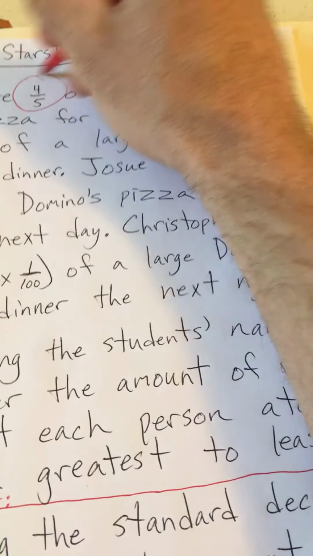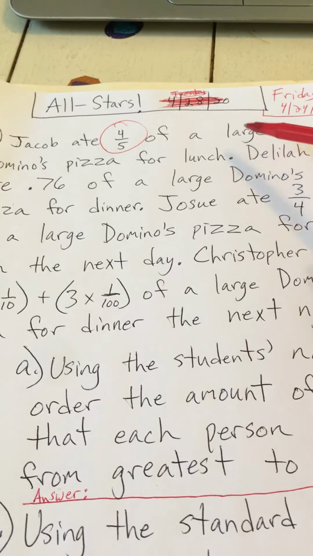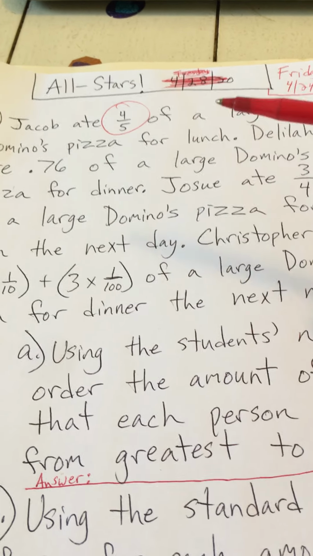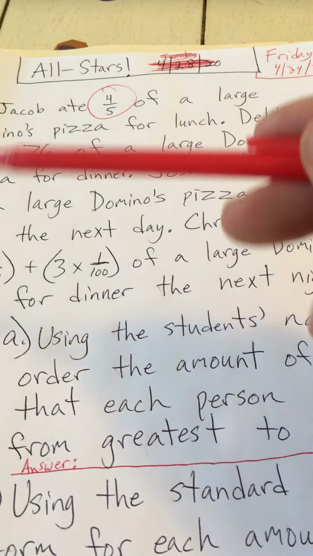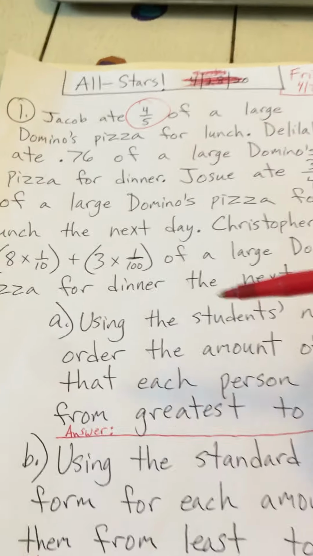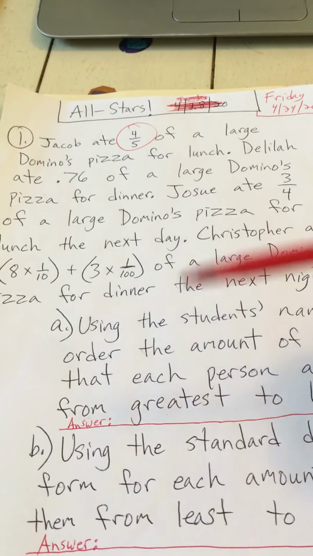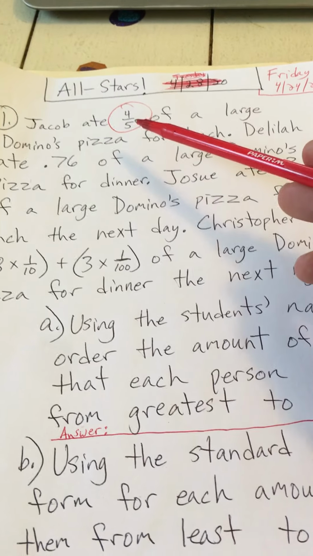Jacob ate 4/5 of a large pizza. So what I noticed the first time through is they all ate a decimal or a fraction of a large pizza. So the whole is the same for all 4 of them because it was a large Domino's pizza for all 4 of them. Okay.